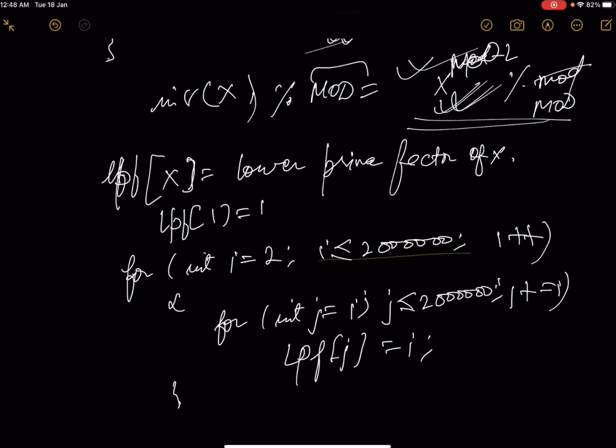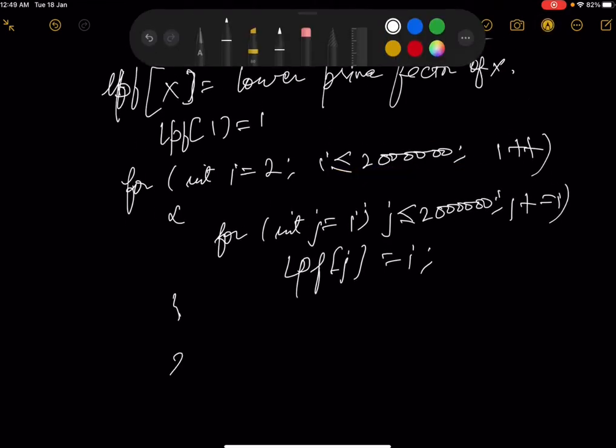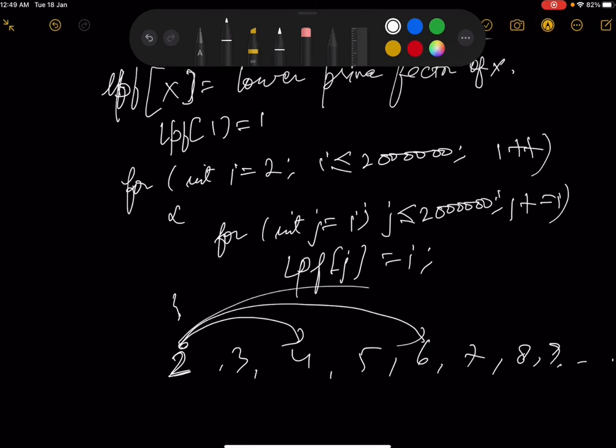Now how it works: say we have 2, 3, 4, 5, 6, 7, 8, 9 and so on. Obviously the lowest prime factor of 2 will be equal to 2. Anything which is a multiple of 2 will also have the same lowest prime factor as 2, like 4, 6, 8. Similarly, when you go to 3, the lowest prime factor of 3 will be 3. Then you go to 6, and now you don't need to update 6. Once you did this, you don't need to update it further.